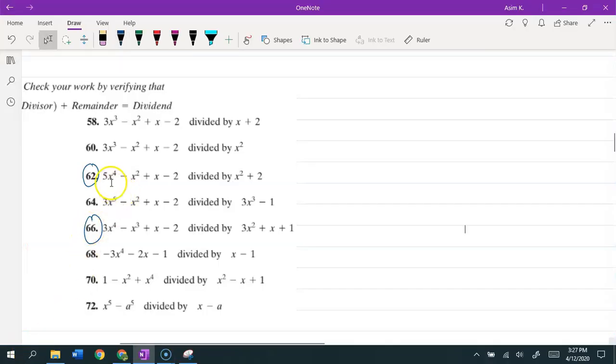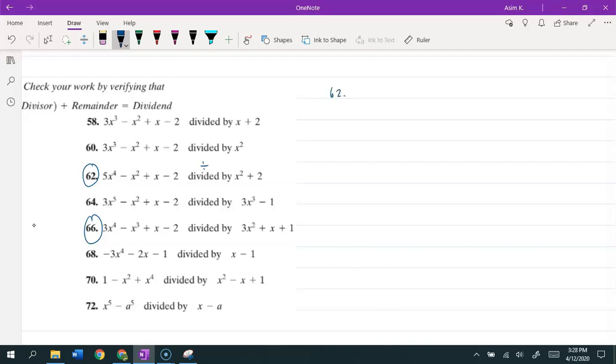That one has 5x to the power of 4 minus x squared plus x minus 2, and it's divided by x squared plus 2, right? Like the actual division symbol is what we're talking about, right? So here's how you write this out. All right, so number 62, here's how you write it out.